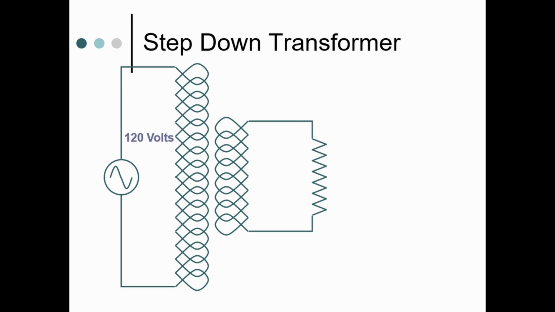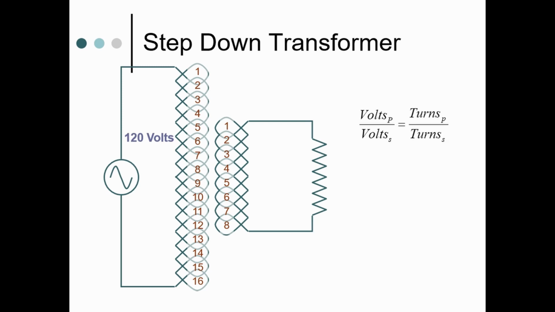Let's apply 120 volts AC to the primary of this transformer. There are 16 coils in the primary of this transformer, and on the secondary side we count 8 coils. The transformer is different from the previous example. It has more coils on the primary side. We use the same equation that we used in the previous example. Voltage and the number of coils are proportional to each other.